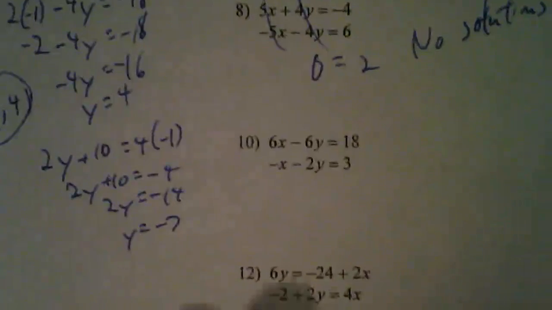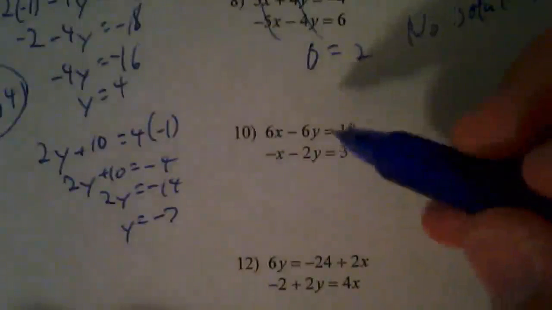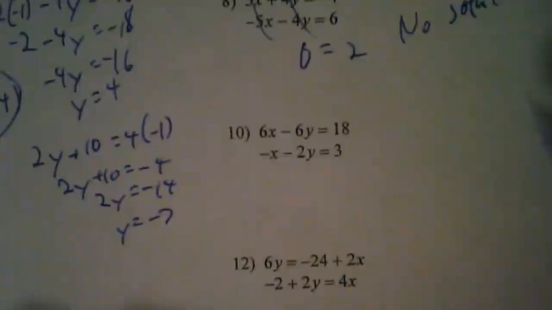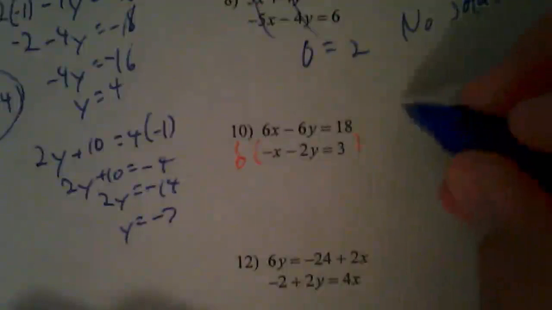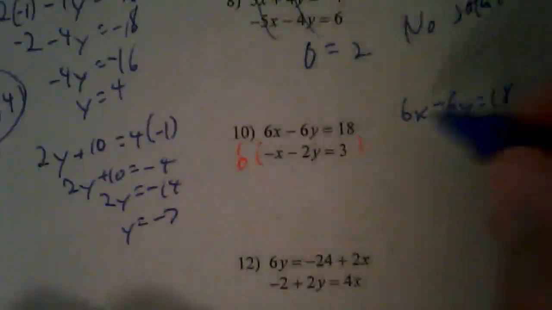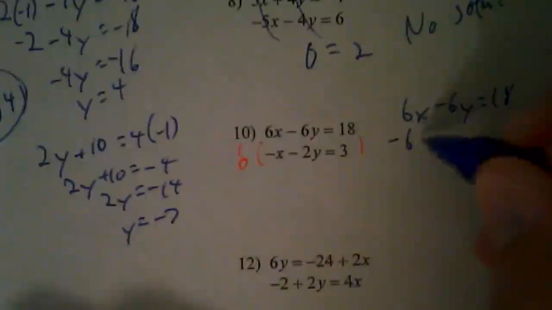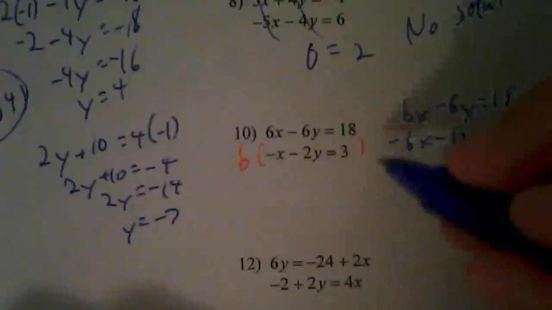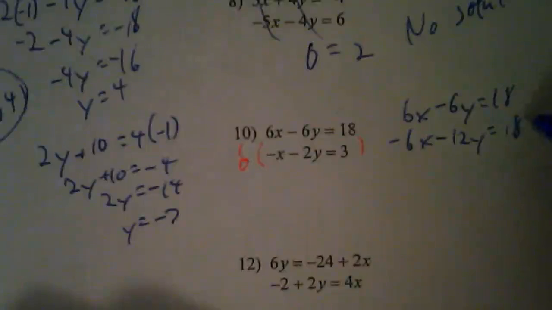On number 10, they're matched up, but we've got to multiply one of them. So let's go ahead and multiply that bottom equation by 6. So we're going to rewrite this. First equation, not changing, staying exactly the same. Bottom equation, we now have -6x, -12y, and 18.